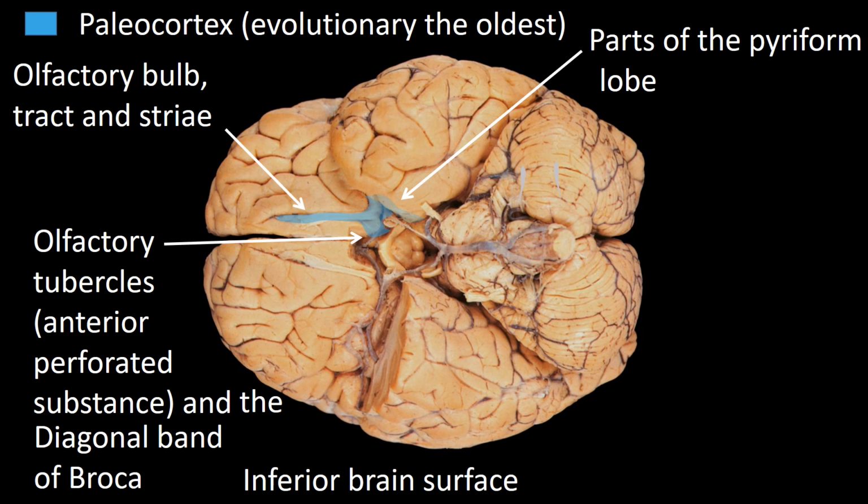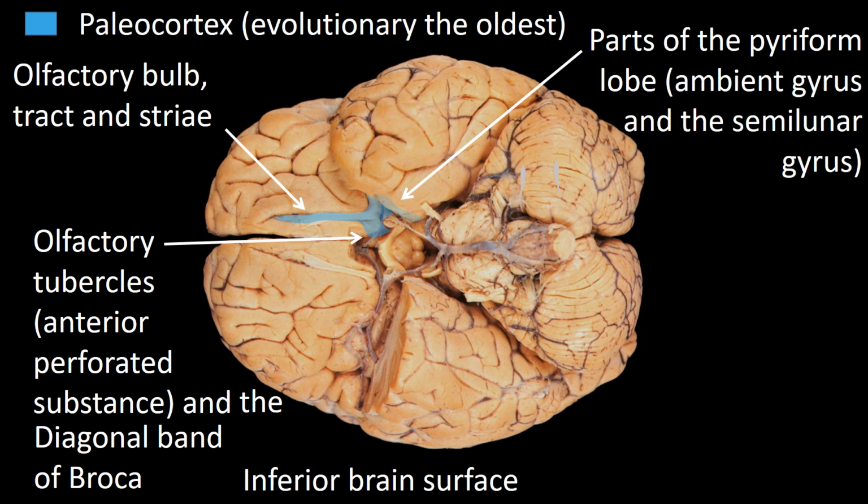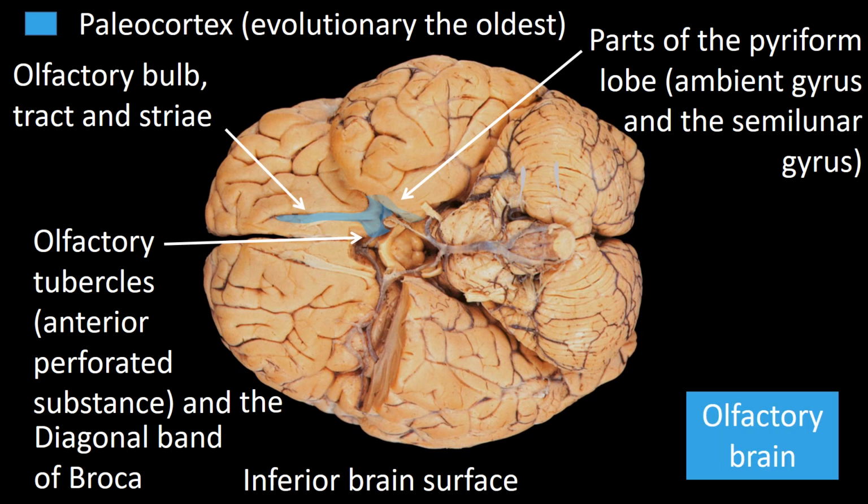The piriform lobe is an unfortunate term used to indicate the anterior portion of the temporal lobe medial to the rhinal sulcus. It includes the uncus, the lateral olfactory stria, and the anterior part of the parahippocampal gyrus. The parts of the piriform lobe considered part of the paleocortex are the ambient and semilunar gyri. These structures are mesial to the rhinal sulcus. The structures listed in this frame constitute the olfactory brain.